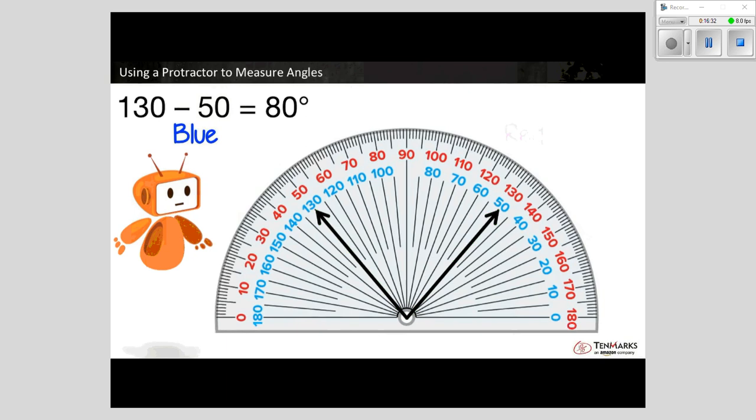We can use the red numbers to see if we get the same measurement. One arm points to 130, and the other points to 50. We can subtract to find the difference. 130 minus 50 is equal to 80. It is still 80 degrees from one end of the angle to the other. We can find the correct measurement of the angle as long as we use the numbers of the same color.